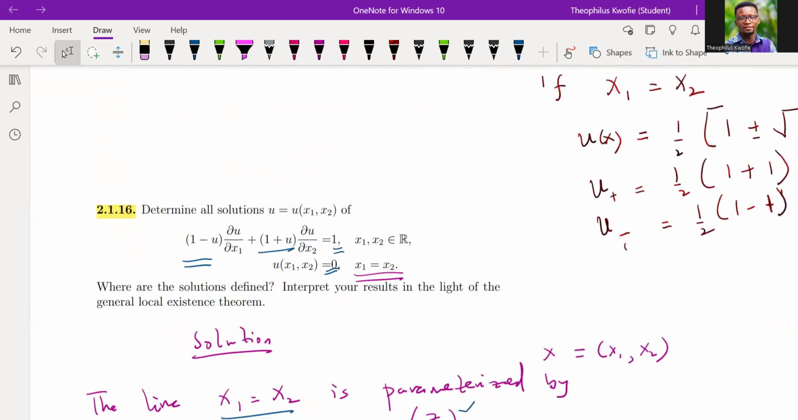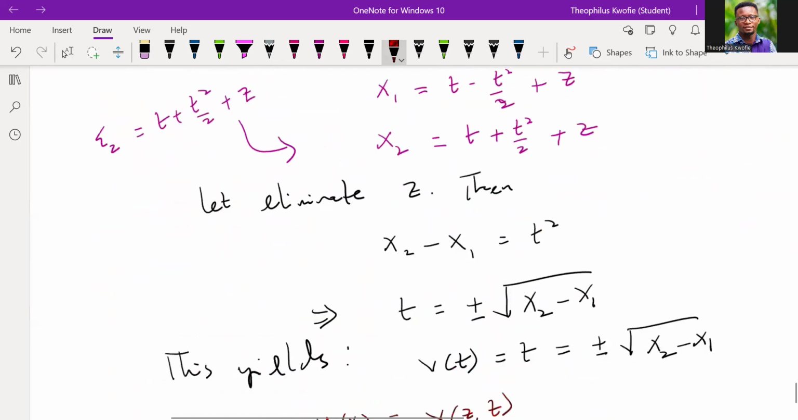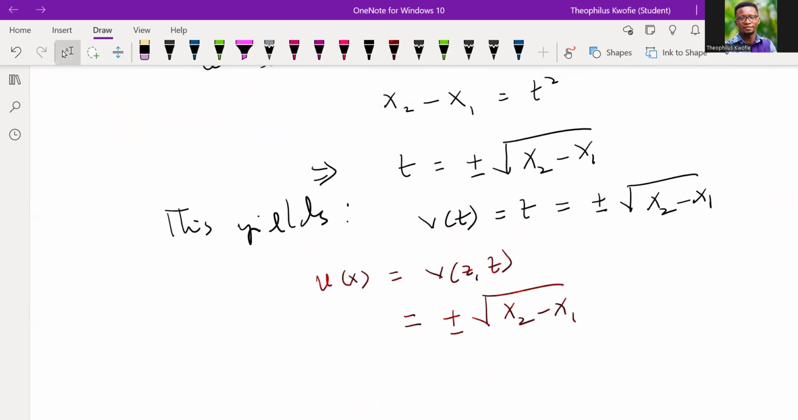And at this point, remember the question was somehow a bit tricky. Let's also take note of this: where are the solutions defined? When we look at this solution, at what point can this solution hold? Okay, we need to take note of this. This solution would only hold if and only if the expression under the square root is real.